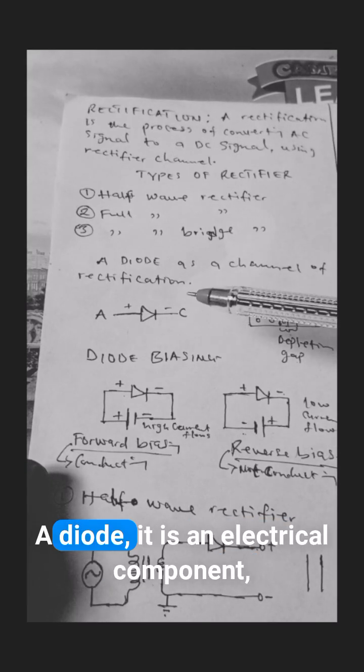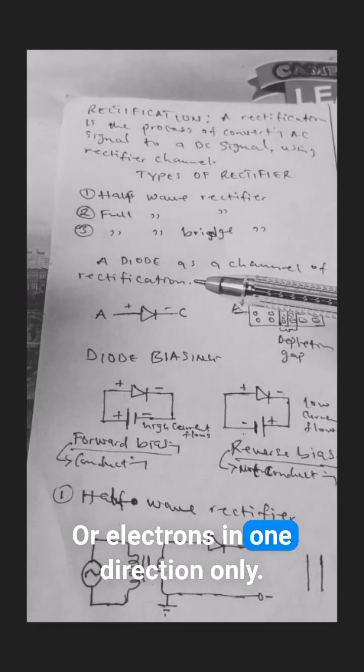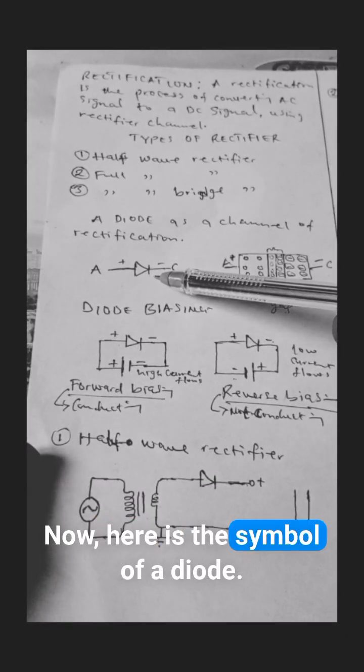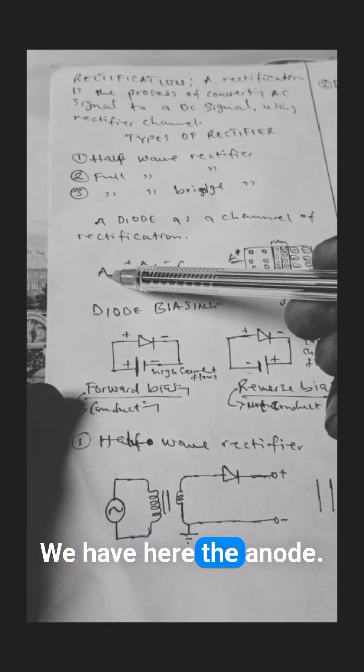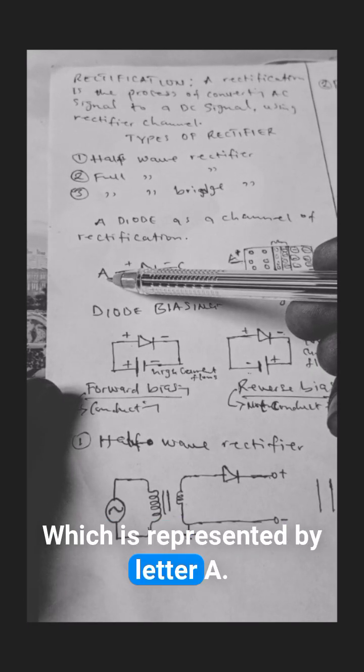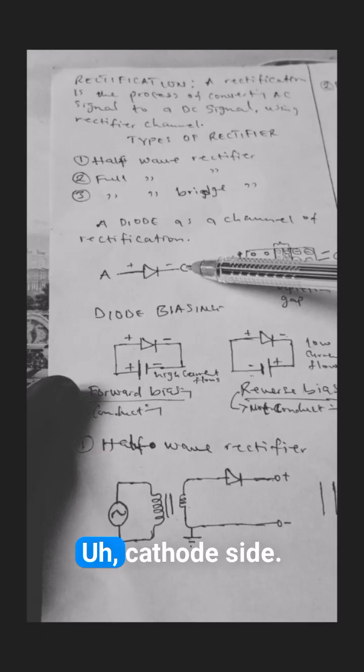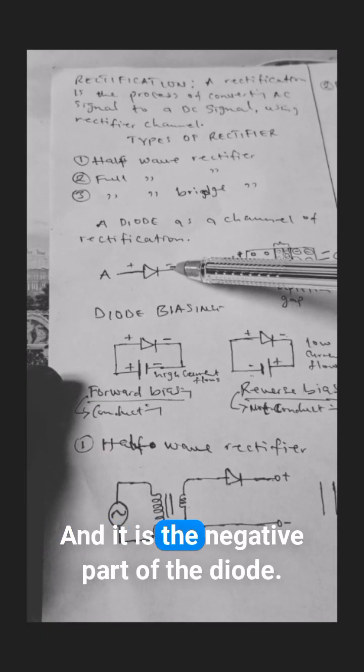A diode is an electrical component that allows flow of current or electrons in one direction only. Here is the symbol of our diode. We have the anode, which is represented by letter A, and it is the positive terminal of the diode. And we have the cathode side, which is represented by C, and it is the negative part of the diode.